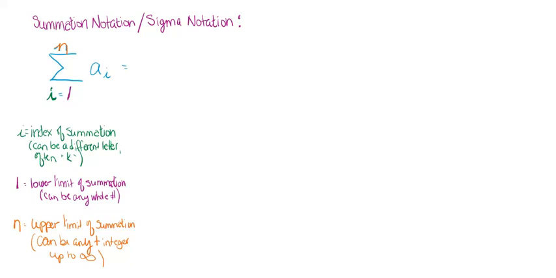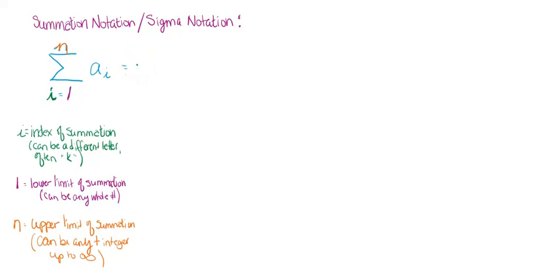where i is your index of summation, and you don't have to use the letter i. You can use the letter k. They often do. You can use other letters. 1 is, in this case, the lower limit of summation, but it doesn't have to be a 1. It can be any whole number. And n is your upper limit of summation, and it can be any positive integer up to infinity. But anyway, we're not finished with the definition here.